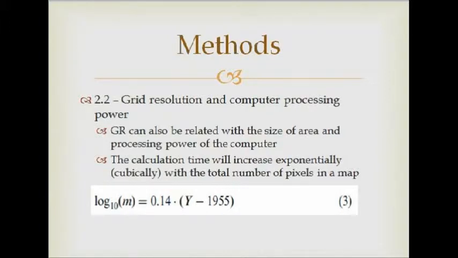According to this formula, the standard image size in year 2005 would be about 10 to the power of 7 pixels, which makes it an image of 3000 by 3000 pixels. The grid resolution can also be estimated by dividing the size of the study area by the number of pixels that a computer can handle.